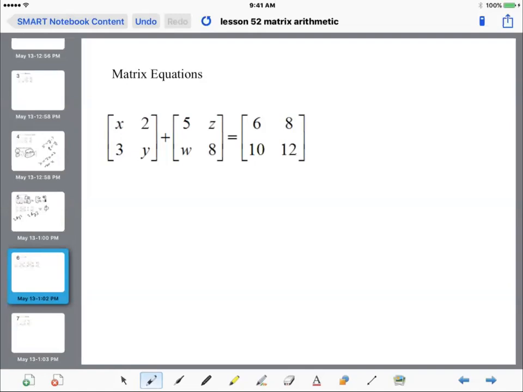Would you take a minute to see what you think the answers are for X, Y, Z, and W now? Take a minute on that.